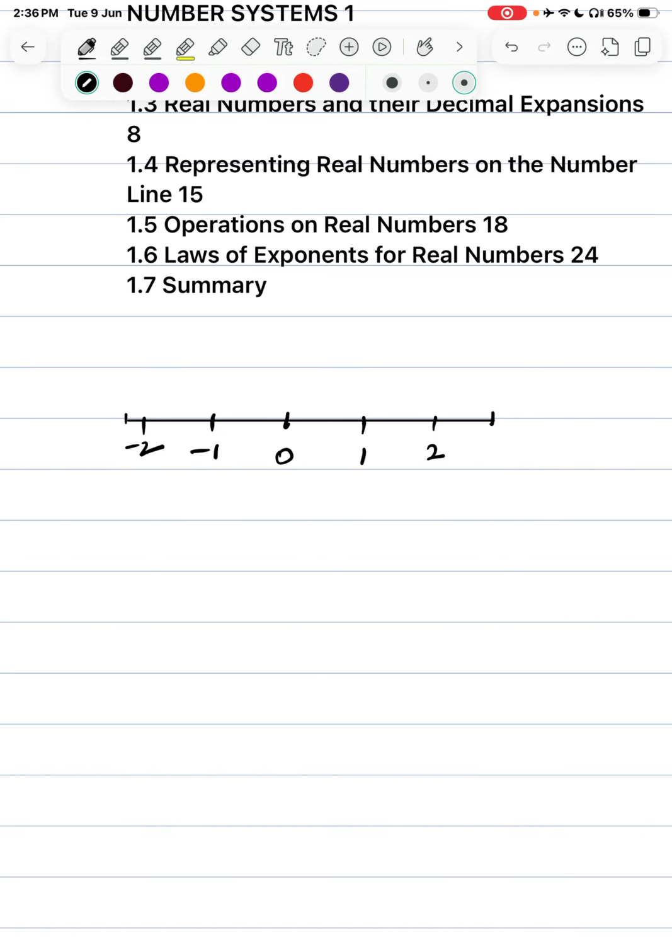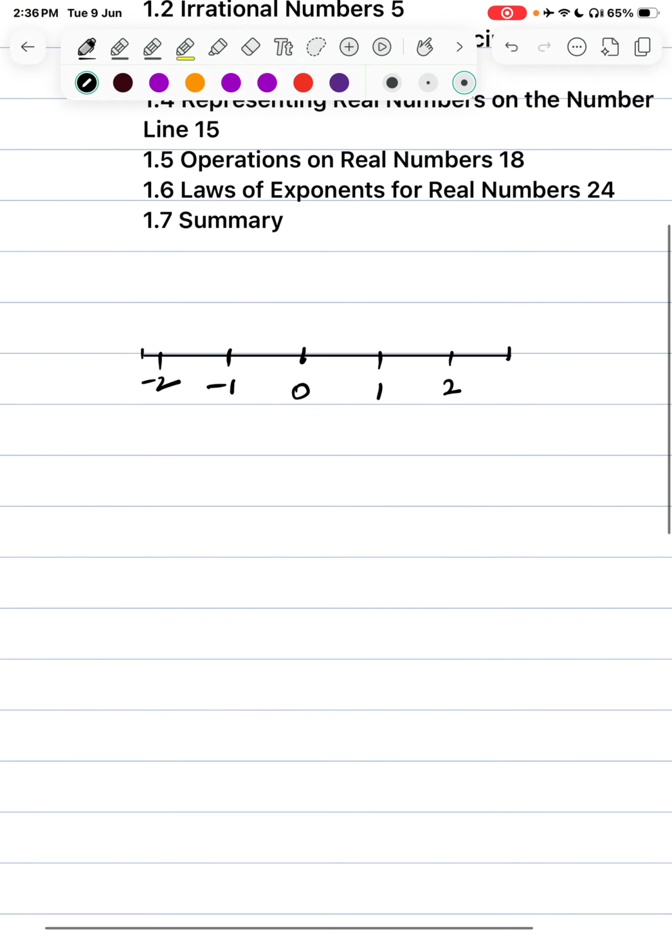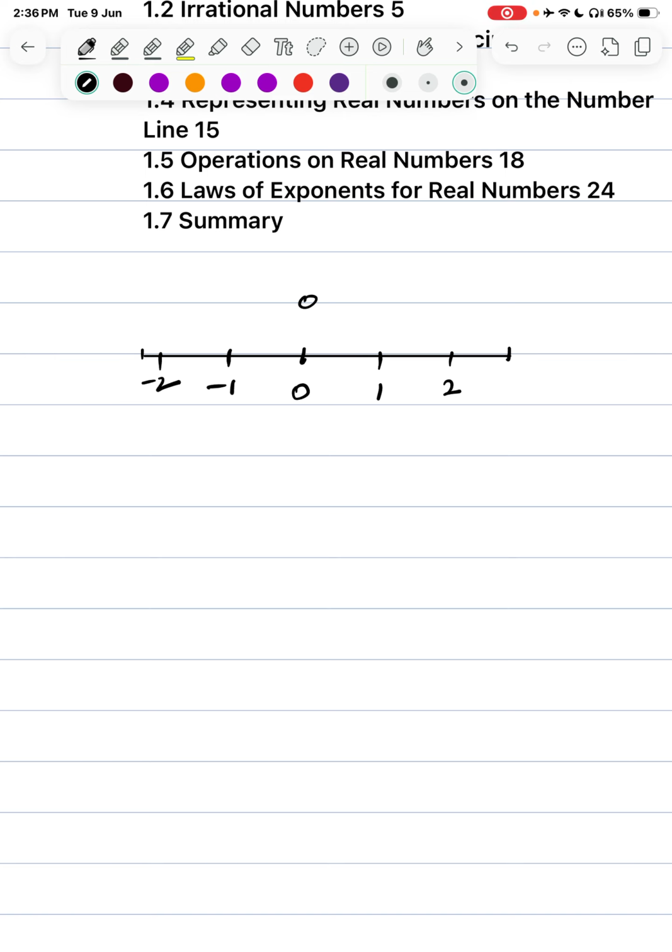Now you can imagine you are starting from number 0, and you are going in this direction. So you are moving towards the positive direction. This is the positive direction, and this is the negative direction. When you go from 0, you will come to 1, then you will come to 2, and so on. Similarly, when you go back, you will see numbers like -1, -2, and so on.